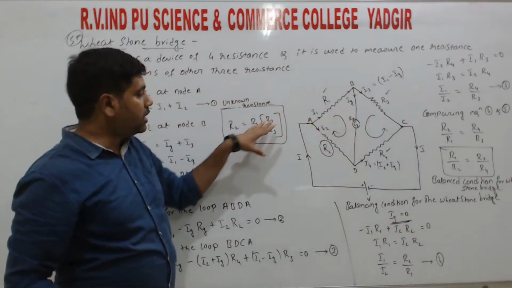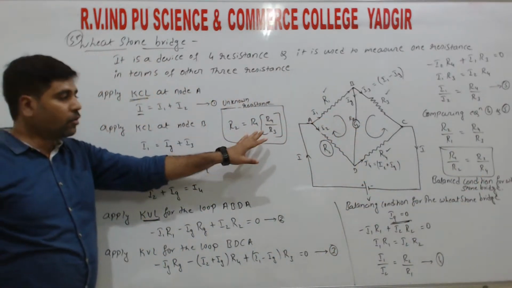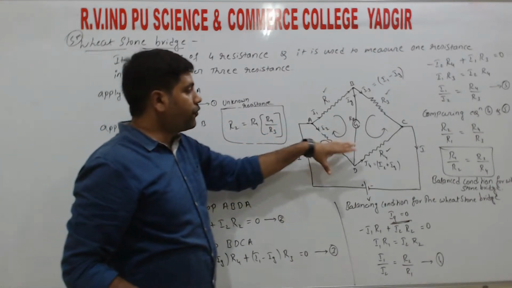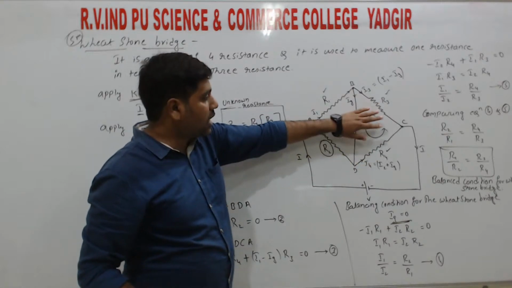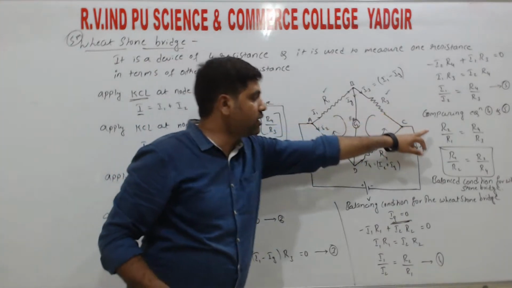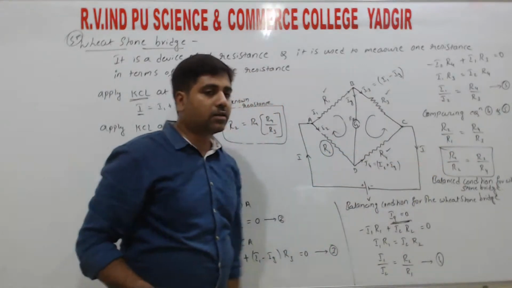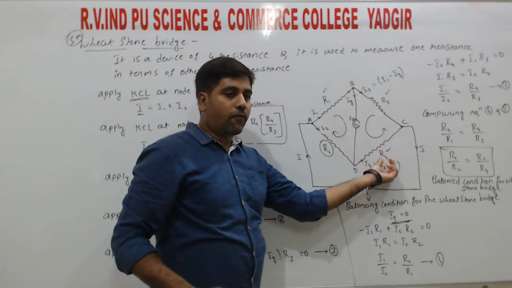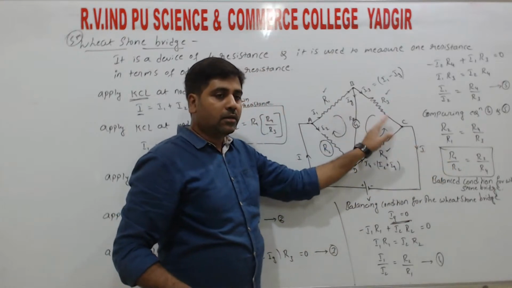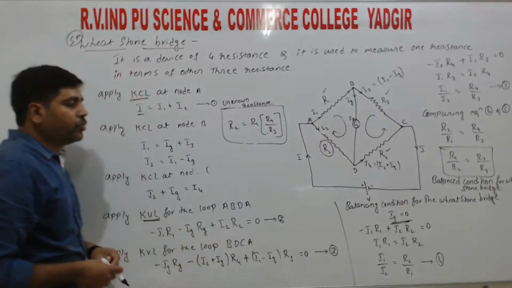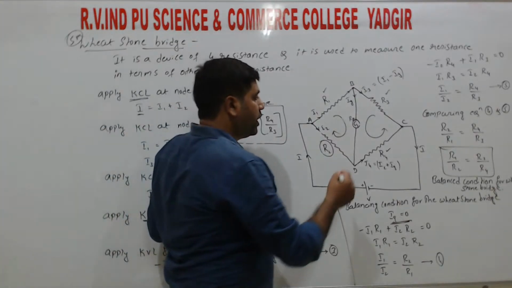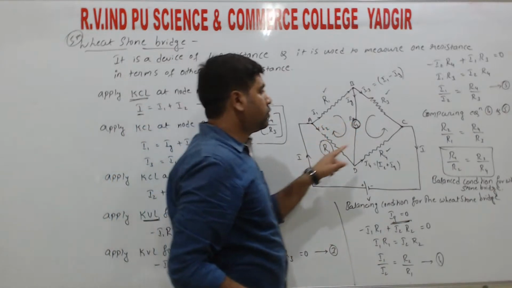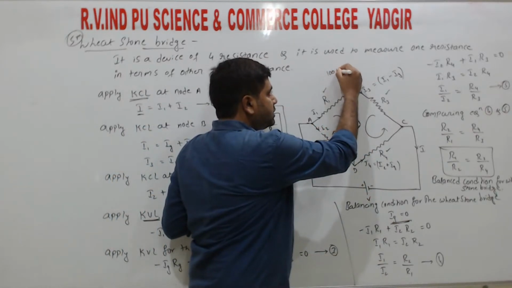So if we don't know any one of the 4 resistances, we can find the fourth resistance using this balanced condition. If they mention the bridge is balanced, then the current flowing through the galvanometer is 0, and the relation is always R1 by R2 equals R3 by R4, or R1 by R3 equals R2 by R4. You can write it in any form when the bridge is balanced. I already mentioned that the galvanometer is also a resistance. Initially it has some 100 ohm resistance.